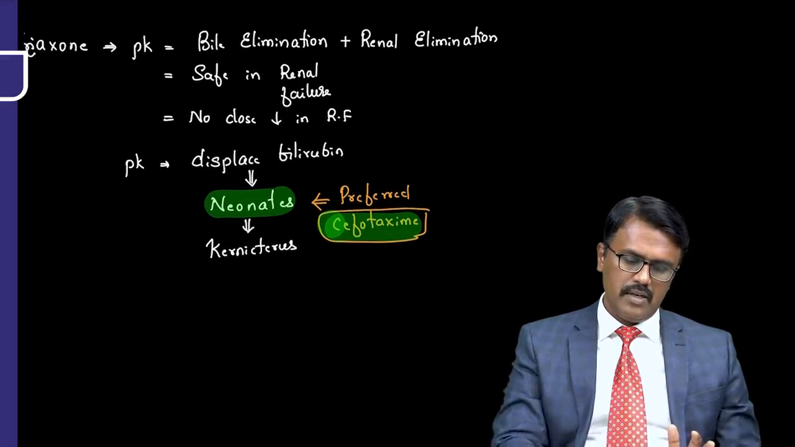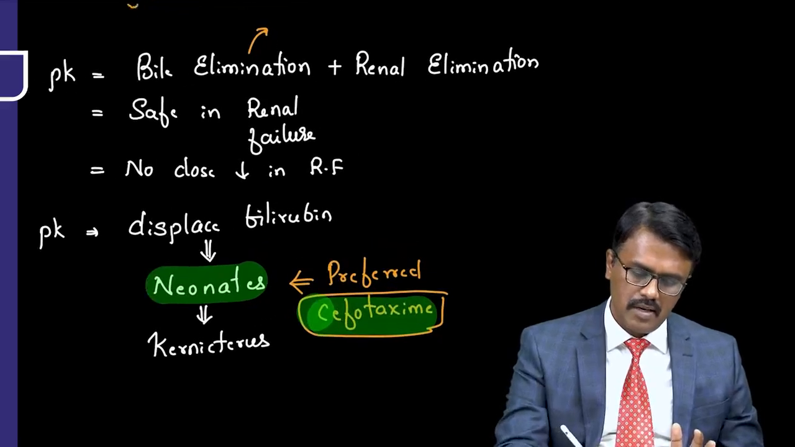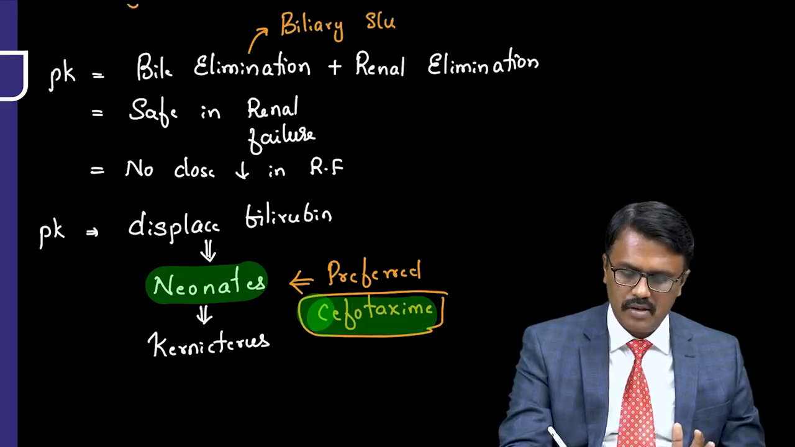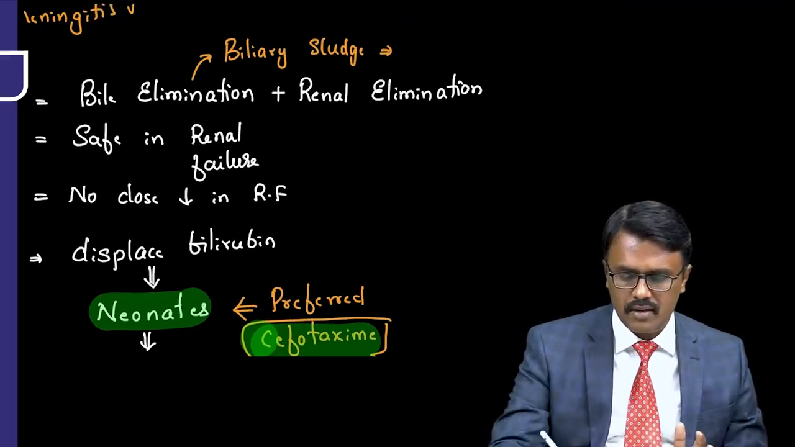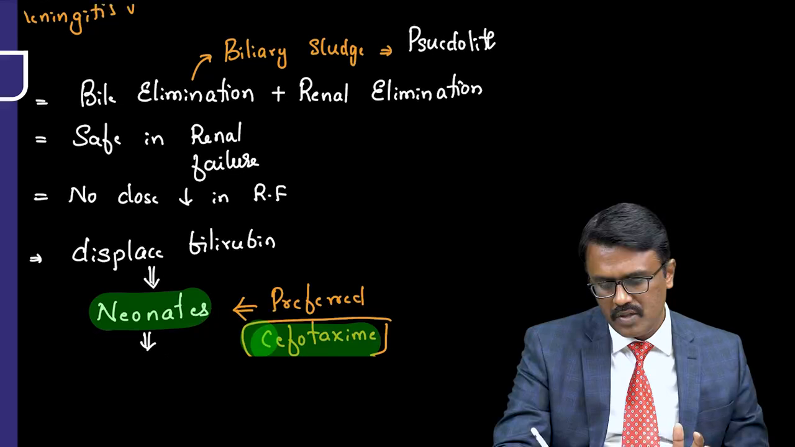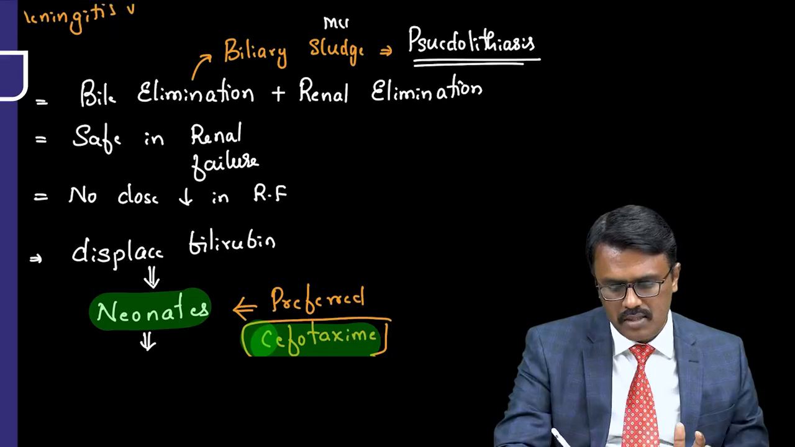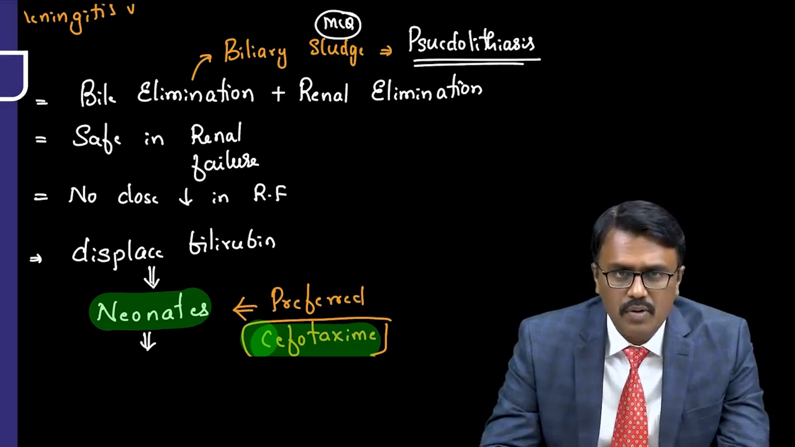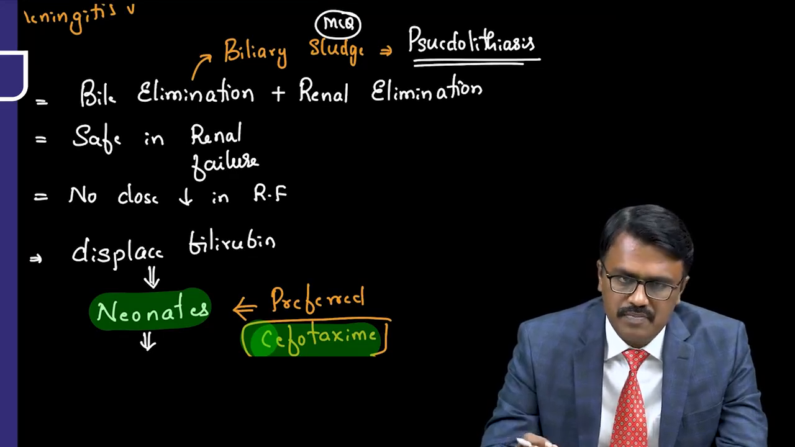Now, another special point is, since it undergoes bile elimination, it can form a biliary sludge in the gallbladder, and it looks like a stone. It is called pseudolithiasis. So ceftriaxone can produce pseudolithiasis or biliary sludge. It's a question repeatedly asked in the exam. So the beautiful drug ceftriaxone, you should know it in and out.